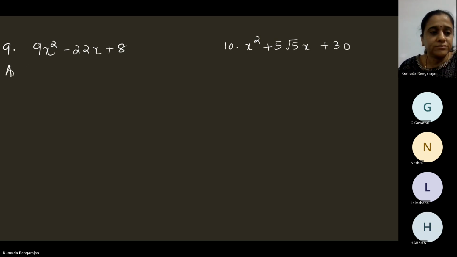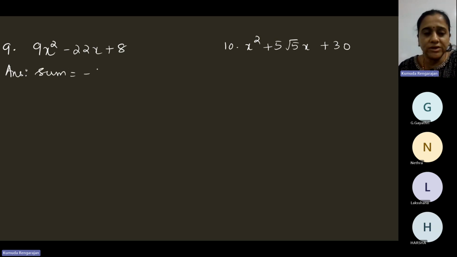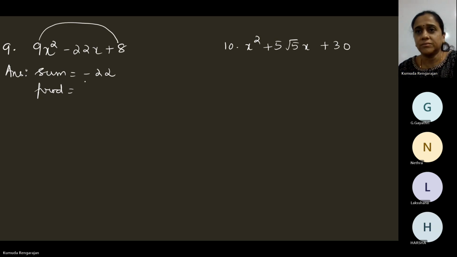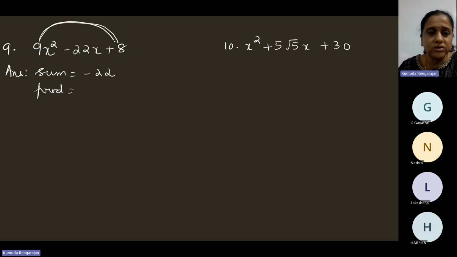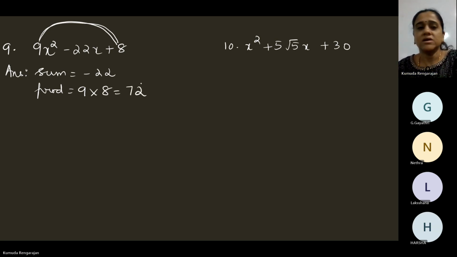So what's the sum? The coefficient of x is the sum, minus 22. What's the product? The product is the product of the coefficient of x square and the constant. 9 into 8 along with their signs, plus 9 into plus 8, plus 72. See, we are actually making use of all the coefficients. We are making use of 9, minus 22 and plus 8.